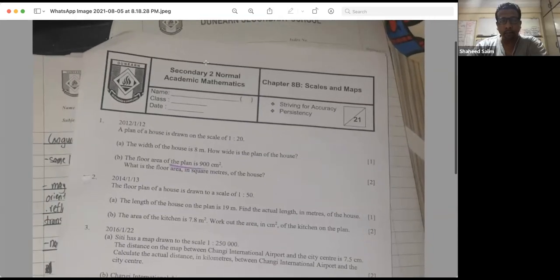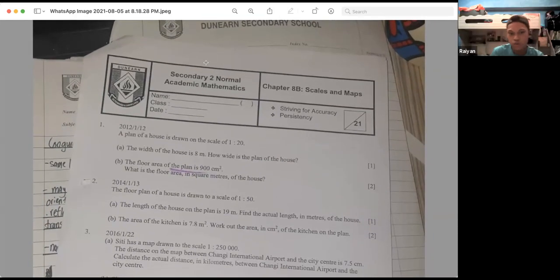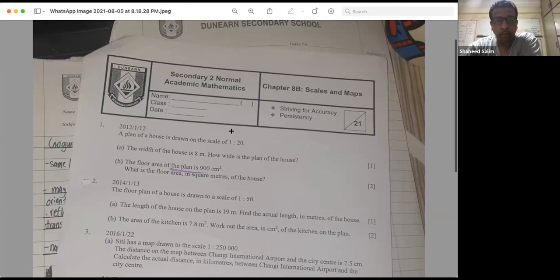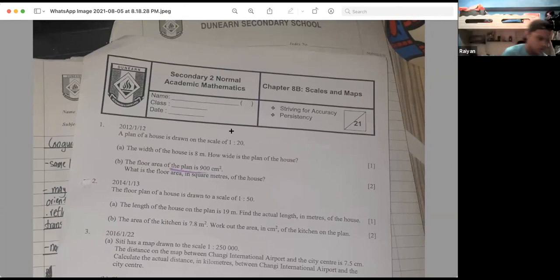Okay, I received it. Just check. This is the one, right? Scales and maps. Okay. I don't understand how to do part B for everything. Okay, no problem. Which chapter is this? Let me just check. Is it sec one or sec two? Okay, just give me one second.